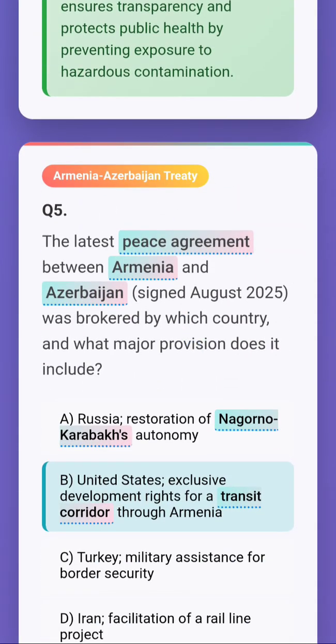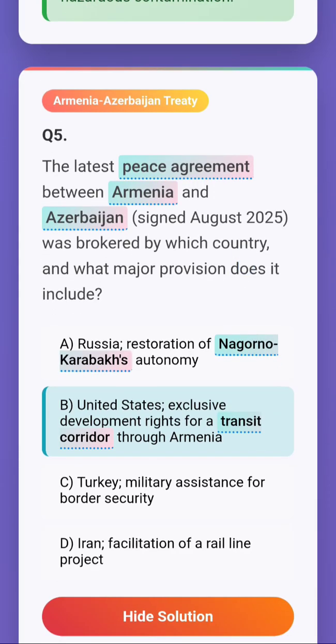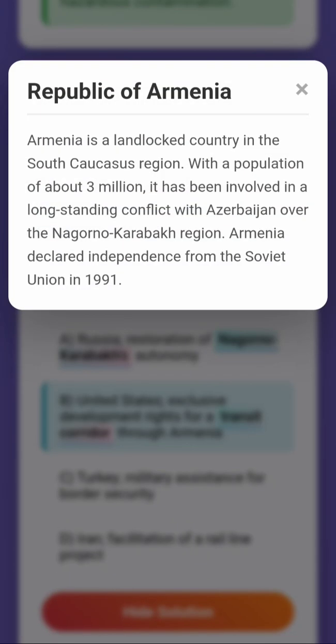Fifth question. This is the second topic of today. Armenia Azerbaijan Treaty. Yesterday, our Honorable External Affairs Minister Jaishankar ji, he was praising American President because through their mediation, Armenia and Azerbaijan peace agreement happened. Okay, so some GK. Where is Republic of Armenia? Armenia is a landlocked country in the South Caucasus region, and Armenia was declared independent from Soviet Union in 1991.